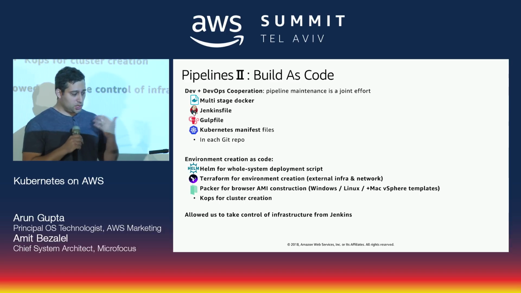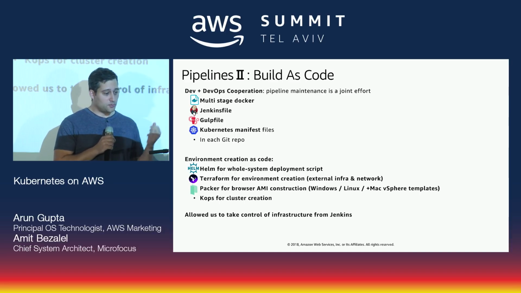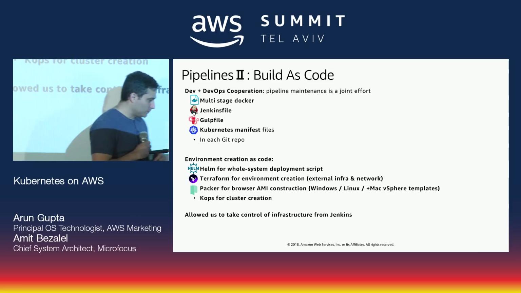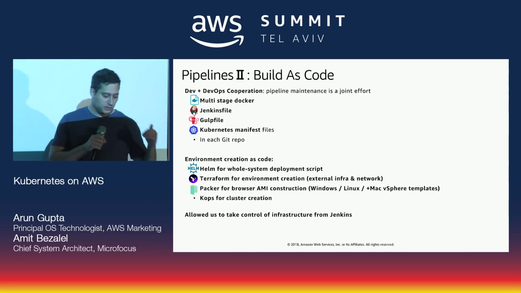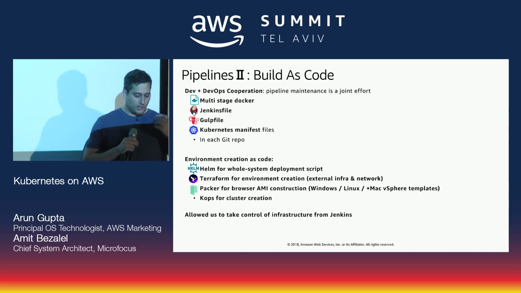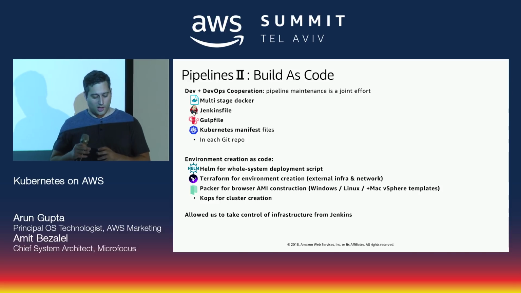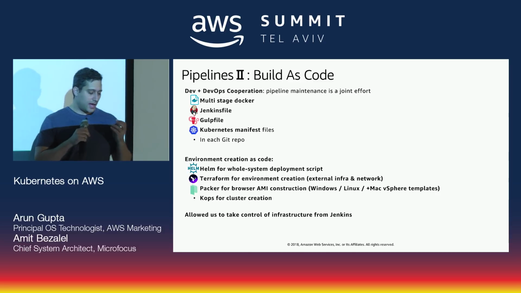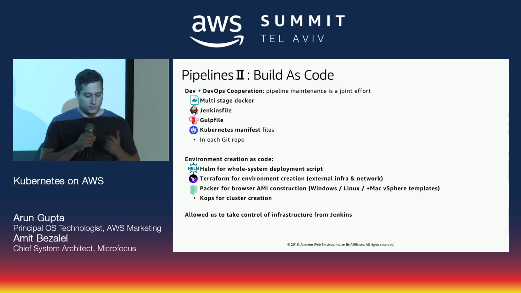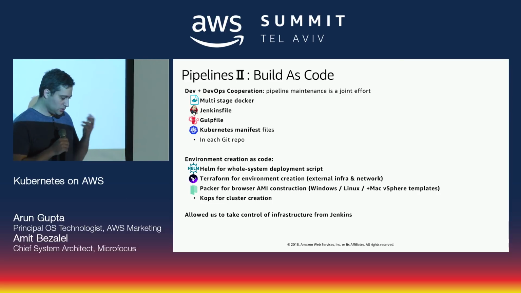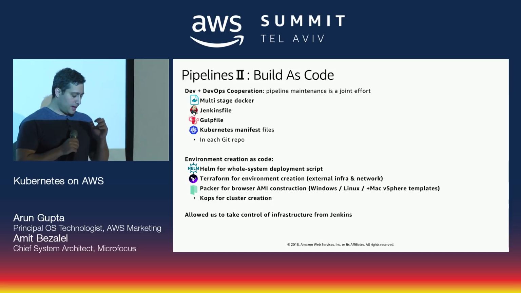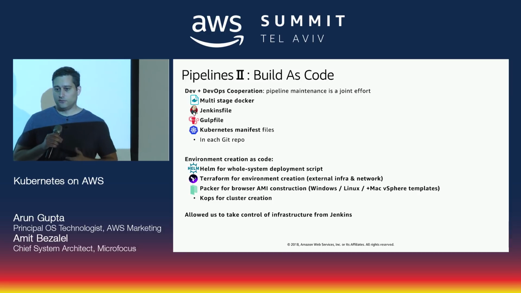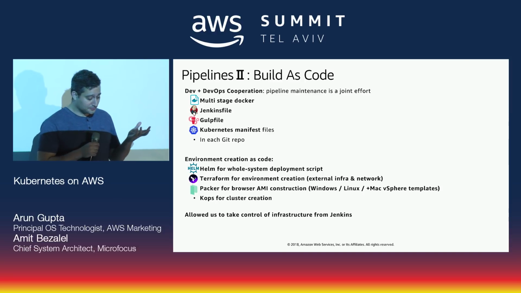So we shifted to build as code. It was kind of a long project. It took us about 2 to 3 months to implement, but we changed everything to be multi-stage Dockers. So you get your build environment into Docker with a base image. You have Jenkinsfiles for the tasks. You have Gulp to build the actual code, so it's usually Node.js TypeScript. We also have some Go. And Kubernetes manifest files, obviously, for all of the YAML files you need to deploy.